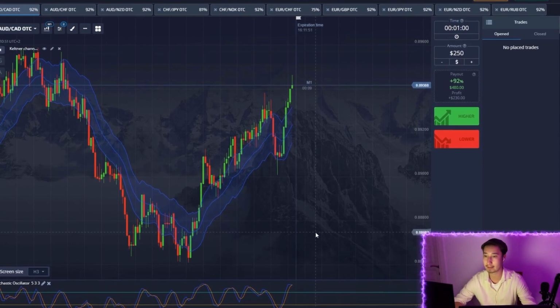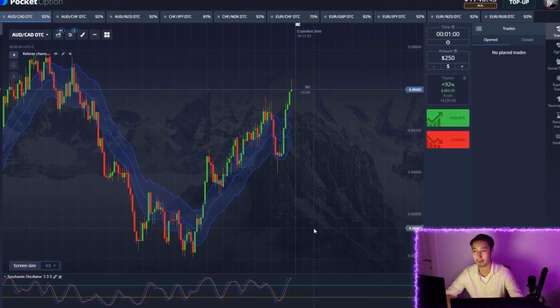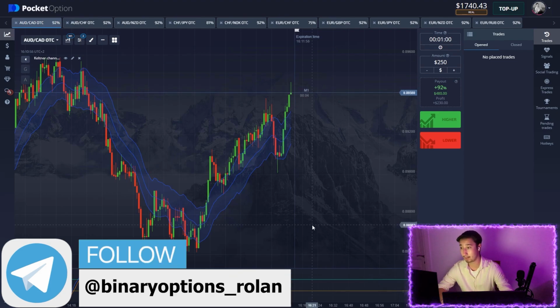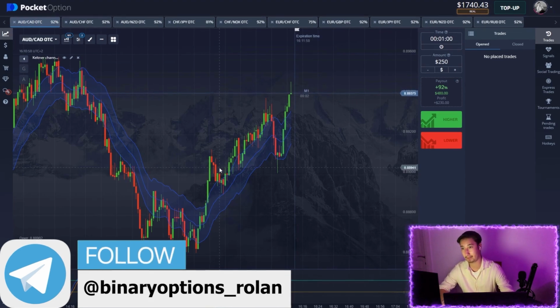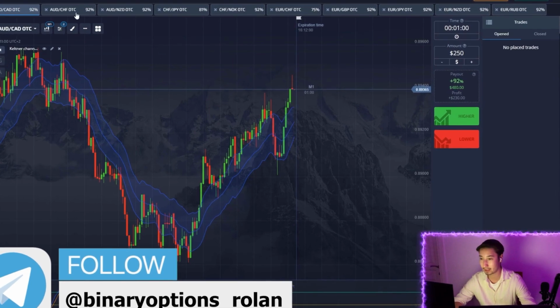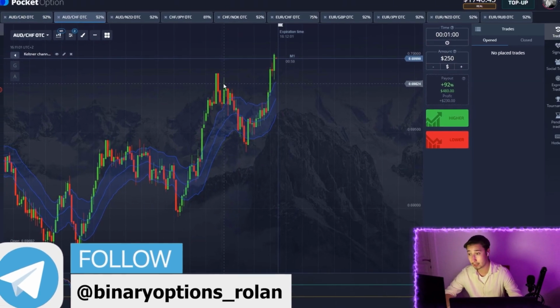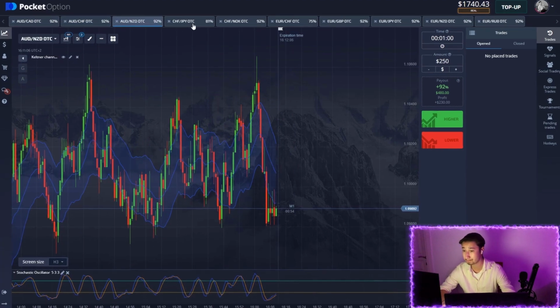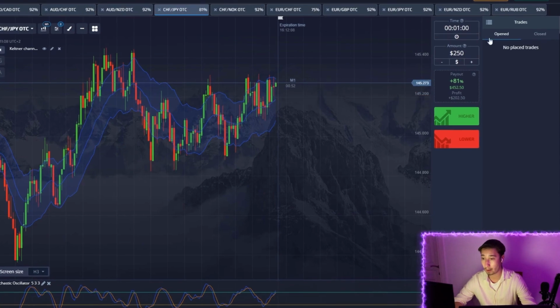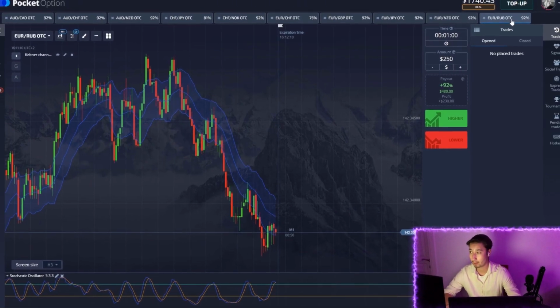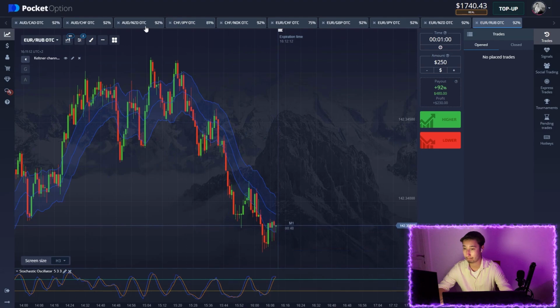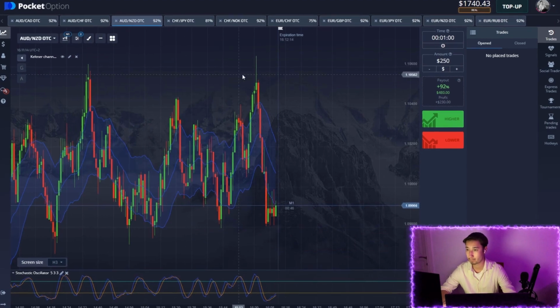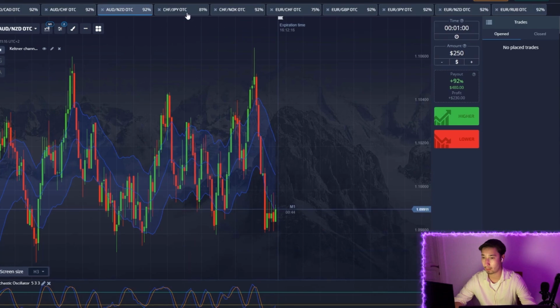So let's get started. We have to find the currency pair, guys, as the first step. So let's do this in order to find the best trade entry. Let's analyze the market a little bit.